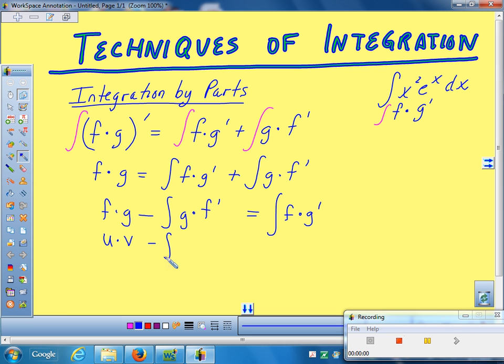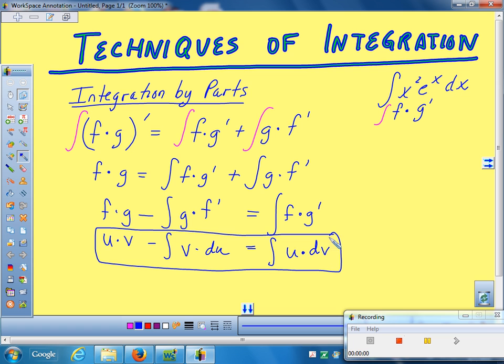G was which letter? V. Okay. This is the derivative of f, so the derivative of u, or we're going to call it du. And then over here, f was really u times dv. Okay, that's the formula you're going to work with. That is integration by parts. What you need to have in your head is u times v minus the integration of v du. And trust me, by the time we do this, you're going to have that rule down.